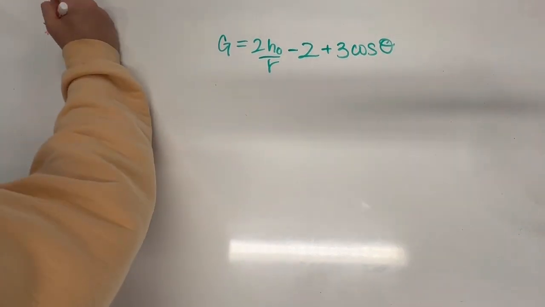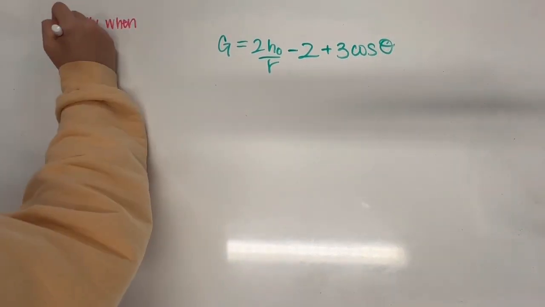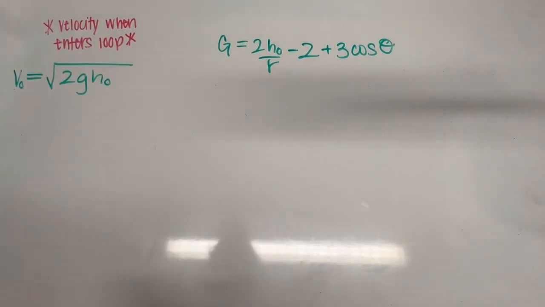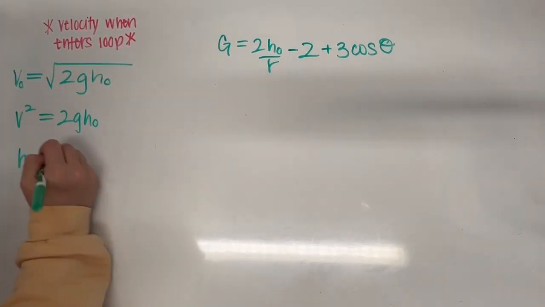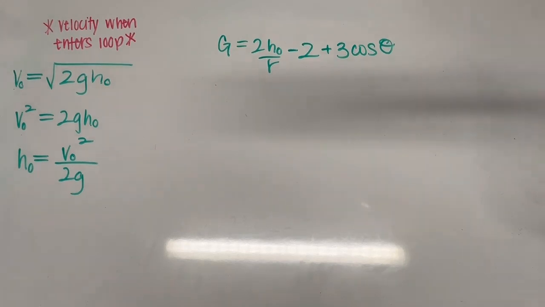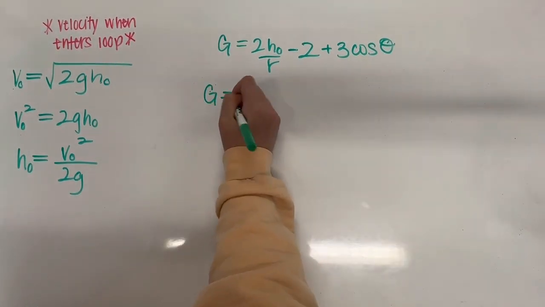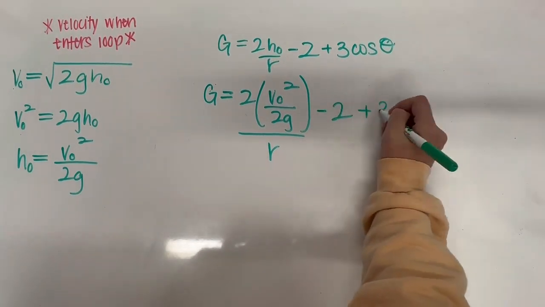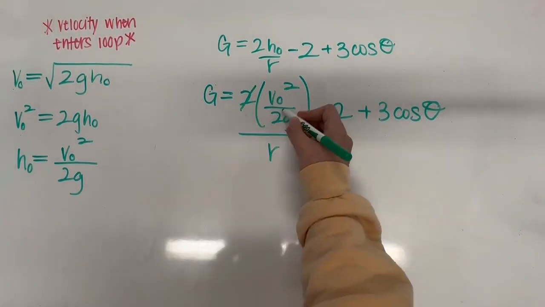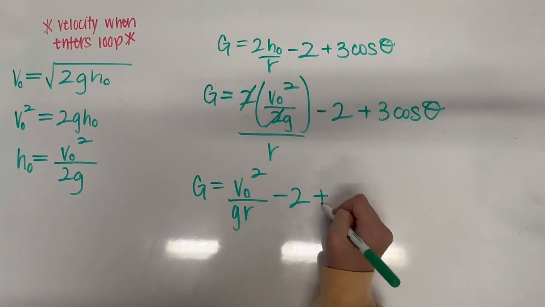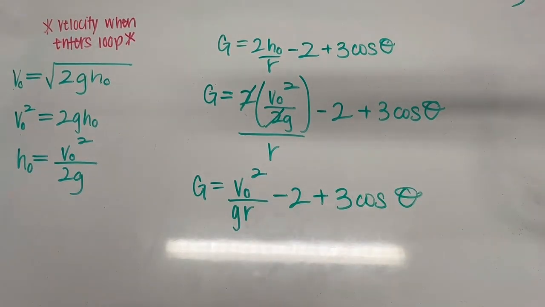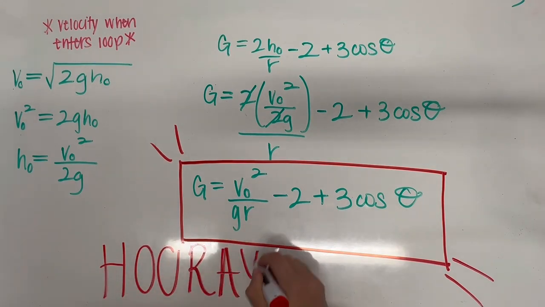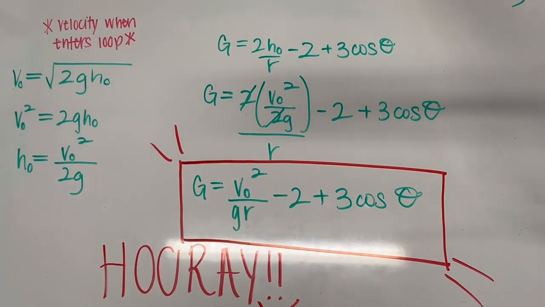And here we're using a previous derivation for velocity, where when the car first enters the loop, its velocity equals the square root of 2gh naught. And simplifying, we get h naught equals v naught squared over 2g. Plugging in v naught squared over 2g for h naught, we arrive at the final derivation, that is g equals v naught squared over gr minus 2 plus 3 times cosine theta.